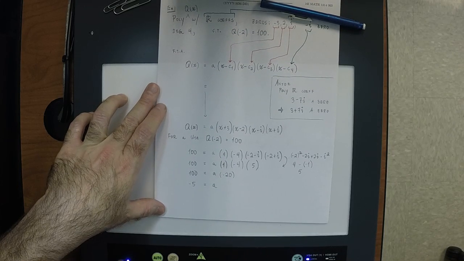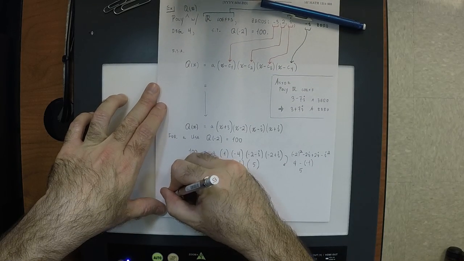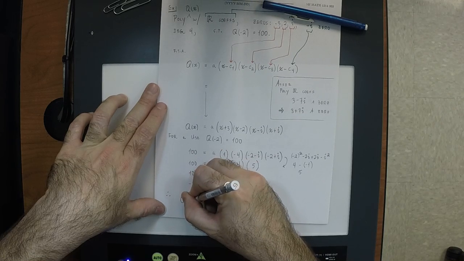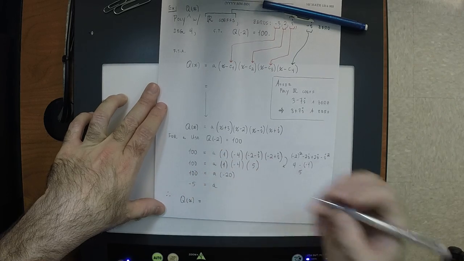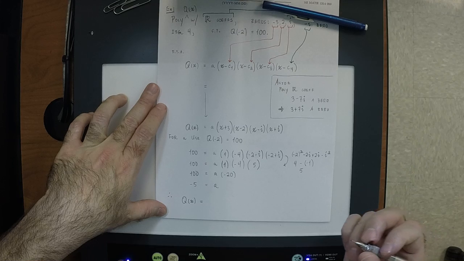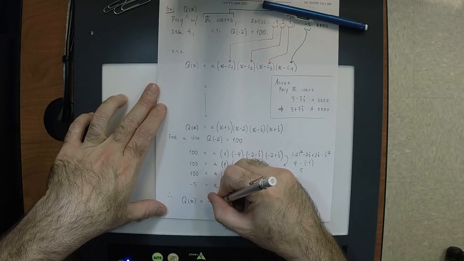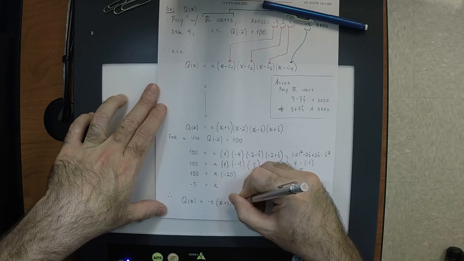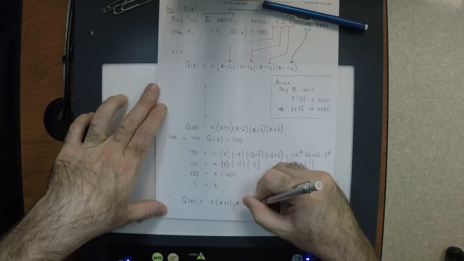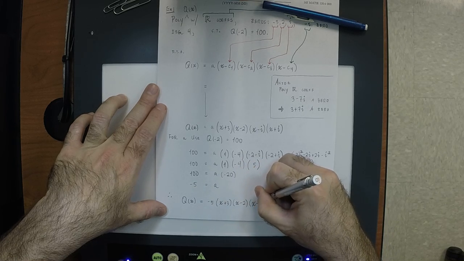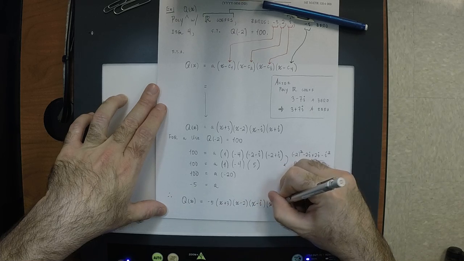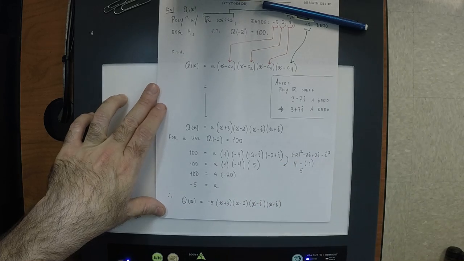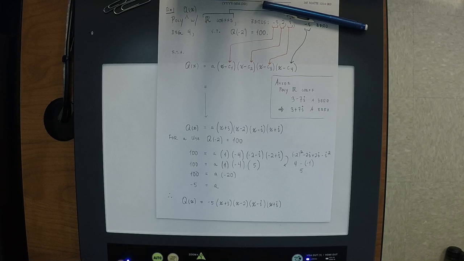And so then now we can make our answer. So the polynomial was negative 5 multiplied by x plus 3 times x minus 2 times x minus i times x plus i. Terrific. Any question about this one?